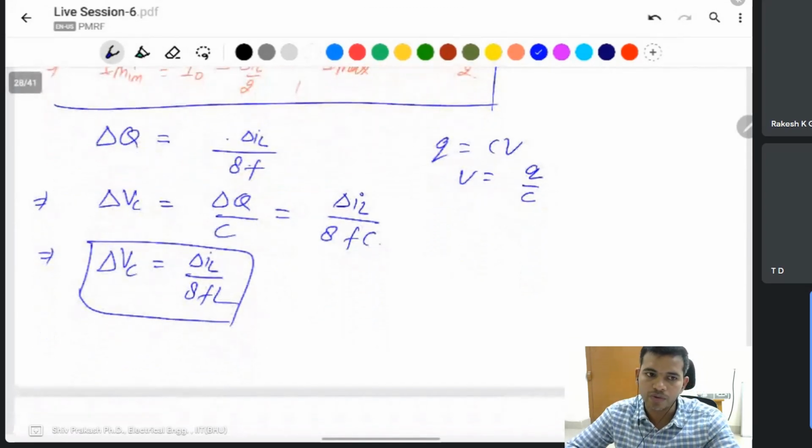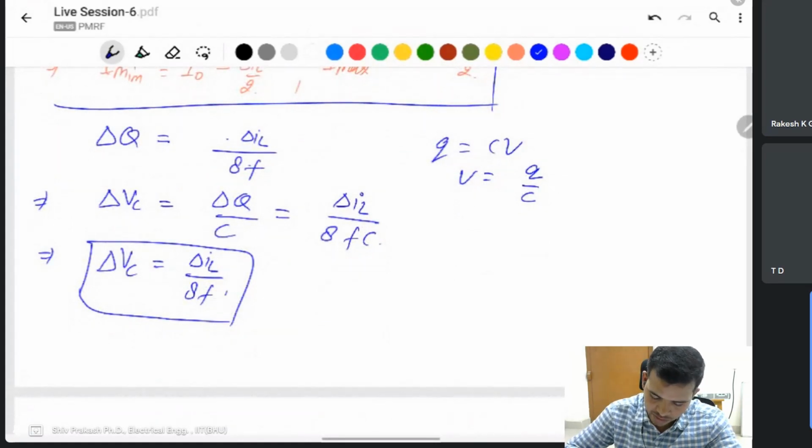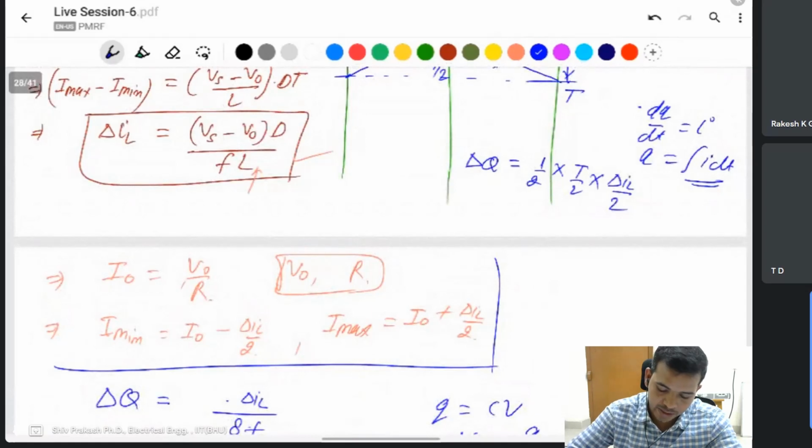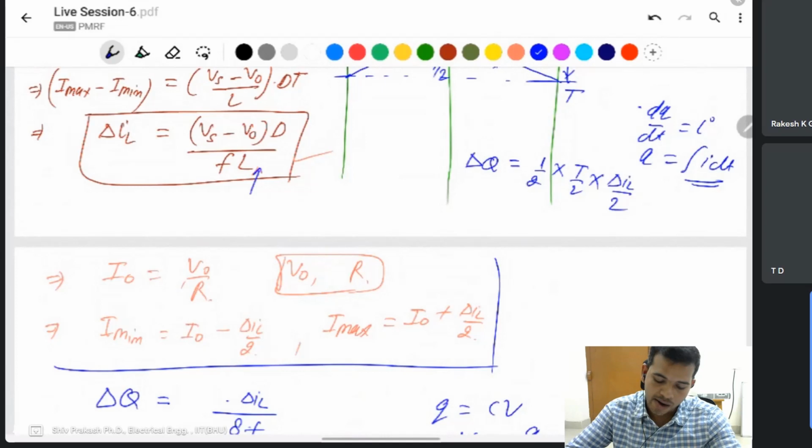If you want to reduce the ripple voltage, so this one is C, you will increase the capacitor. If you want to reduce the ripple current of the inductor, then you increase the inductance value.